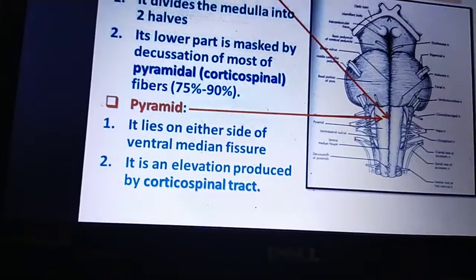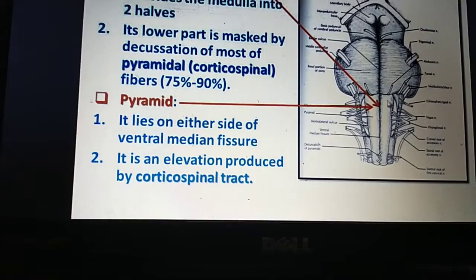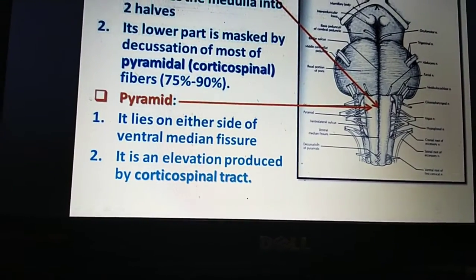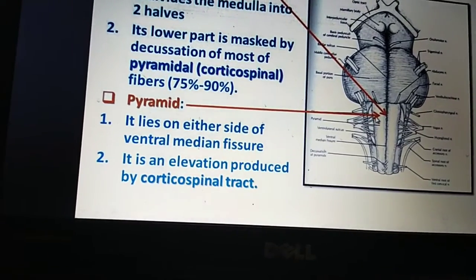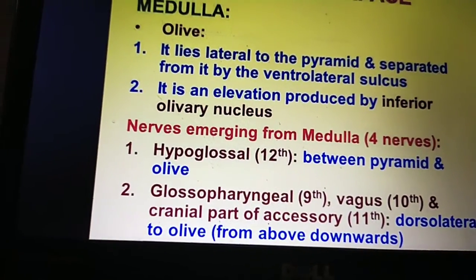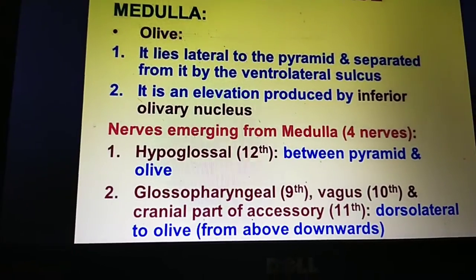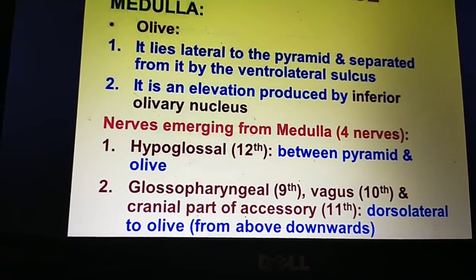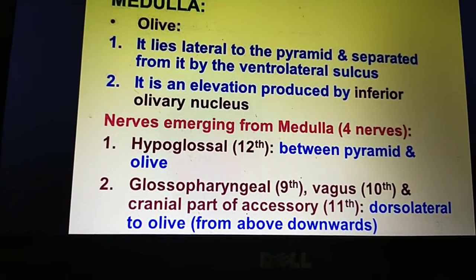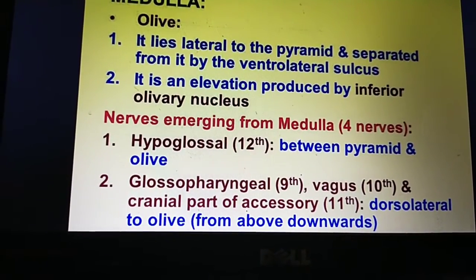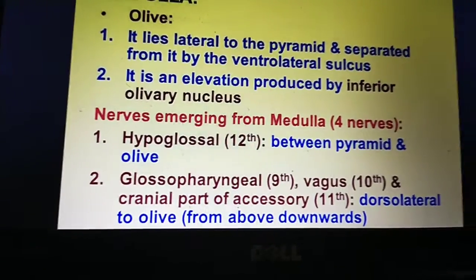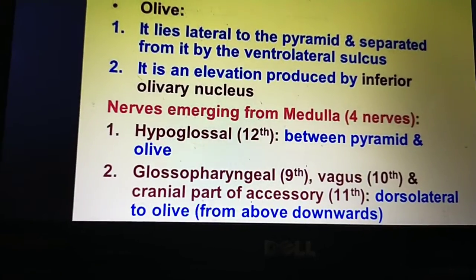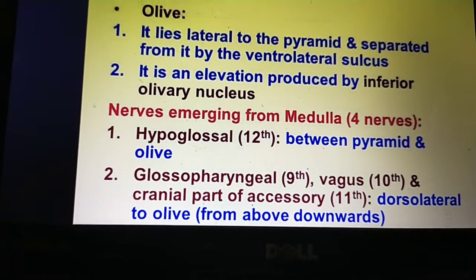I already showed here. You can see the pyramids and this is the olive, and here is one sulcus. That sulcus is the ventrolateral sulcus, and the olive is the elevation produced by the inferior olivary nuclei. The nerves that emerge from the medulla are four nerves: the hypoglossal nerve, glossopharyngeal nerve, vagus nerve, and cranial part of the accessory nerve. These are the nerves emerging from the medulla.